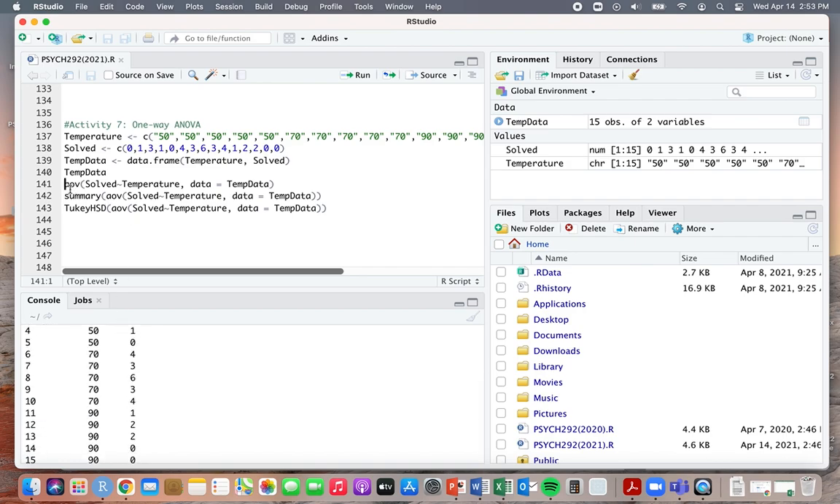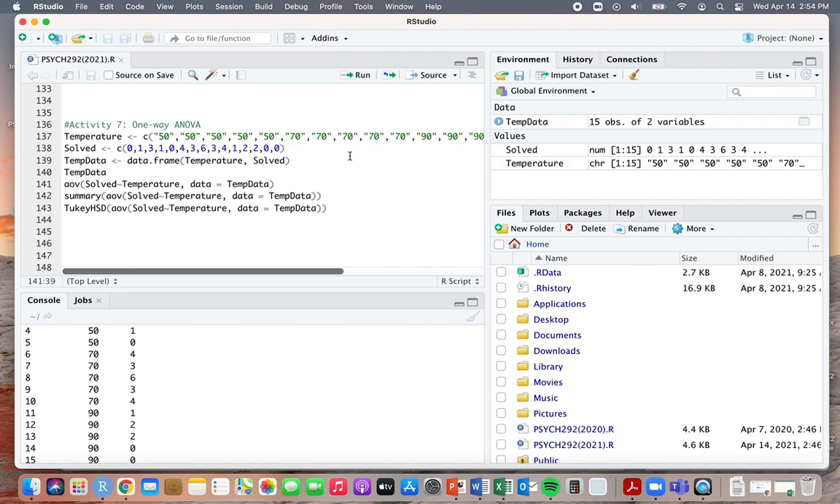There is a function called analysis of variance, or AOV, and the way that you structure it is similar to the independent samples t-test. You identify your dependent variable first, solved in this case, then you use a squiggly line, which means is dependent on, and then your independent variable, in this case, temperature. You also have to tell R where the data is coming from. The data is coming from our new data sheet called temp data.